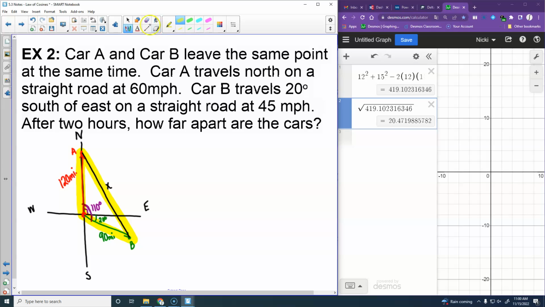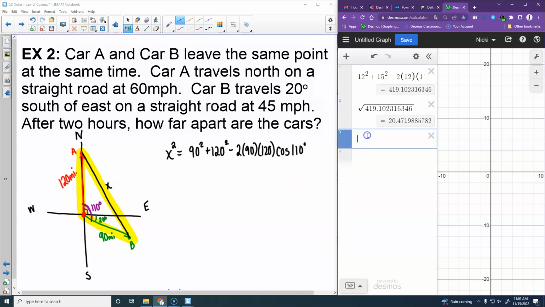All right. So the side that I'm looking for is the side across from the angle. That's my x squared. It is going to equal, it doesn't matter which one, 90 or 120. It doesn't matter which one is B and which one is C here. So I'm going to say 90 squared plus 120 squared minus 2 times 90 times 120 cosine of 110.